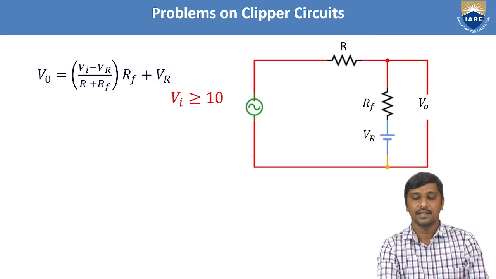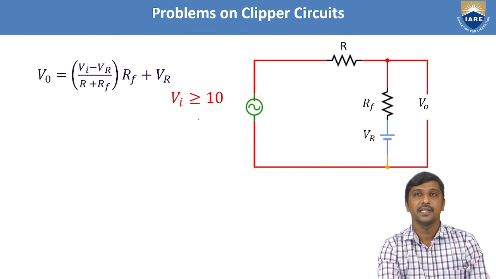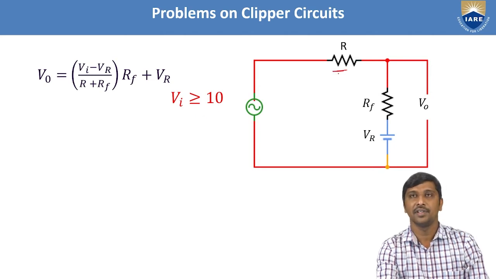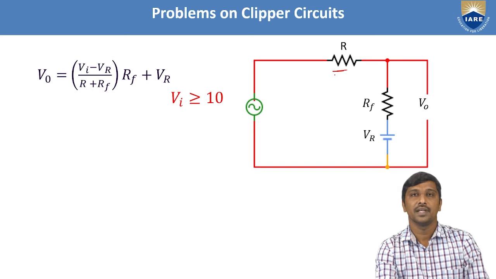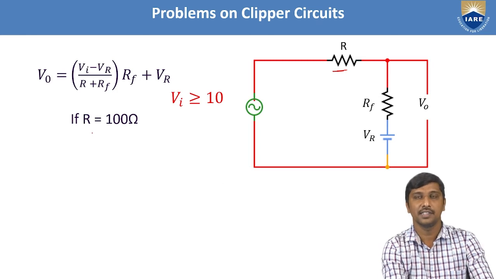Under this condition, we already observed that if the input voltage is less than 10, the output is always proportional to the given input signal. Now we'll see what happens if the input voltage is greater than or equal to 10 volts. At this point, we need to substitute different R values. In the problem, they ask for different resistance values. The first time, I'm going to assume R is equal to 100 ohms.